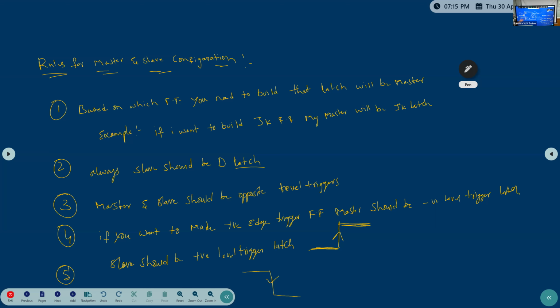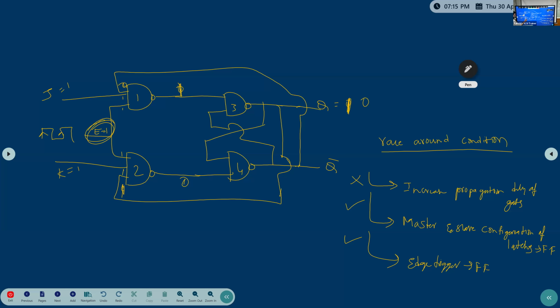Now, every time I can't represent all these things in the gate format, right? So what I will do, simply I will make one box, with all these things inside a box. This is J, this is K, this is E, this is Q bar. I can represent this one like this, right? Under D flip-flop, how can I represent? D, enable, Q bar. Yes or no?